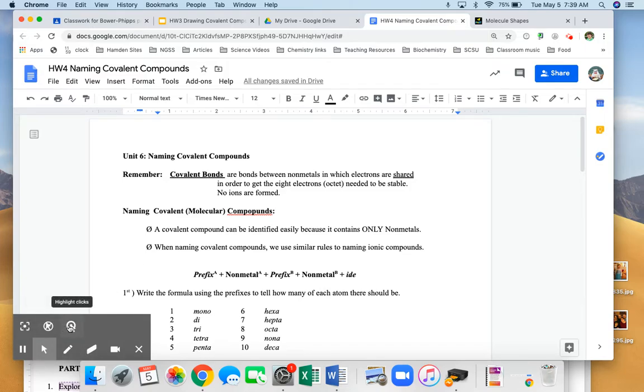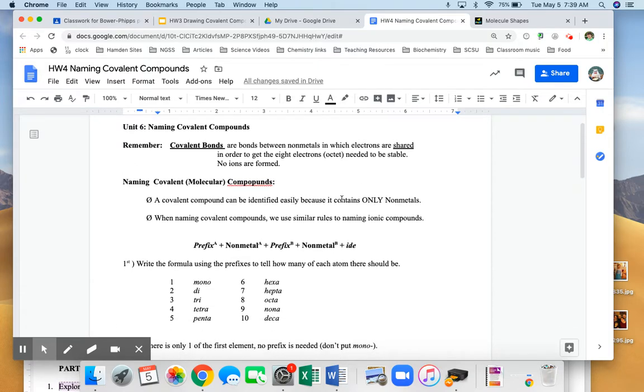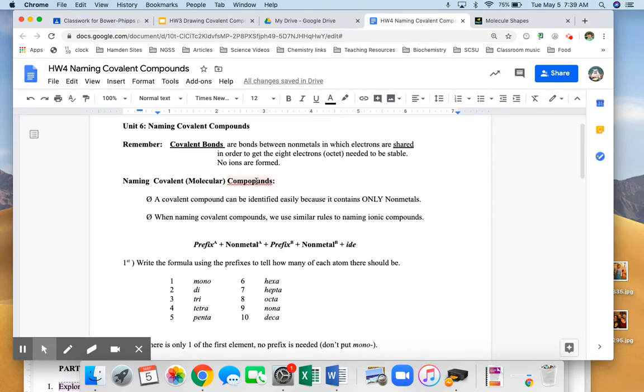So first thing you need to know is that remember that covalent bonds are bonds between nonmetals in which electrons are shared, so that they're getting those 8 electrons, the octet. We don't form ions, so when we name covalent compounds, we just have to count how many there are.